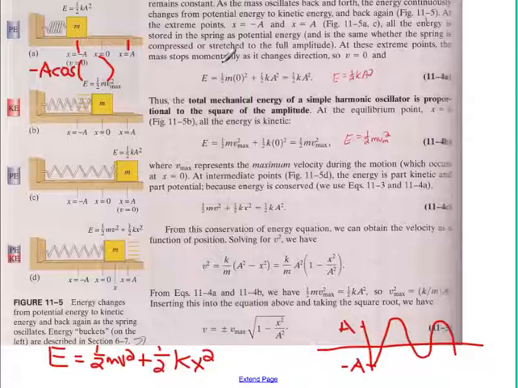Anyway, so at that point, though, it's all potential energy. So you get energy is 1/2 k, and the distance x is what they called A. Okay, so square the negative, and there it goes.